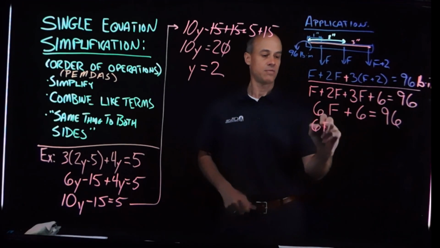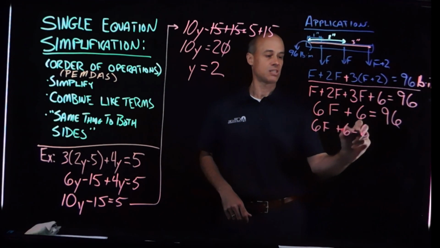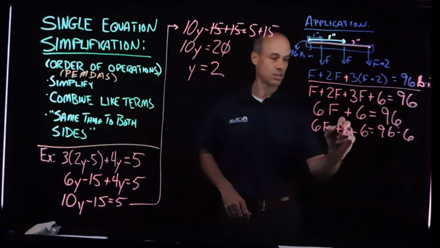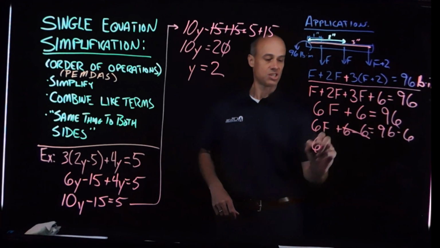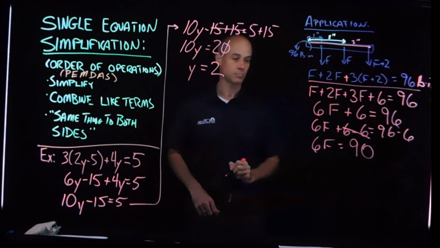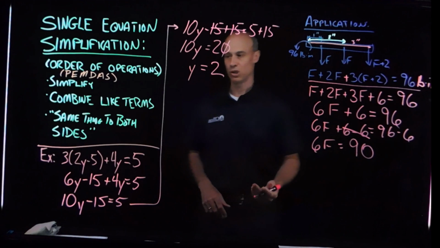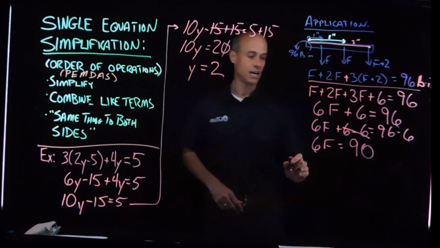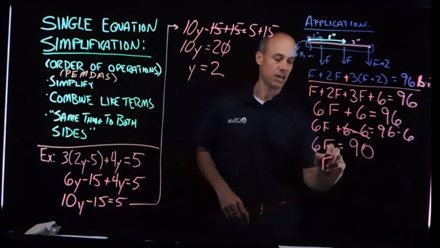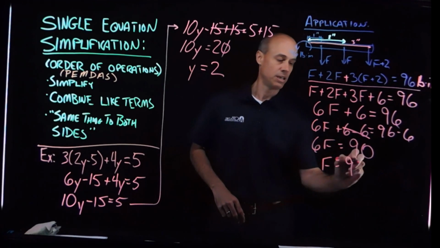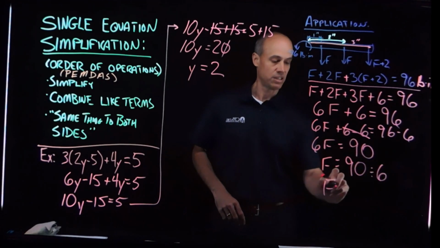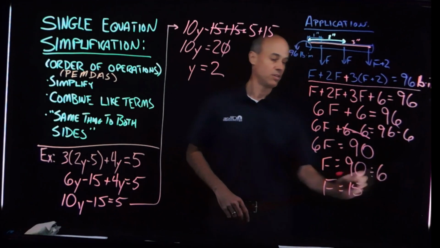So 6F plus 6 minus 6 equals 96 minus 6, or just 6F is equal to 90. Again, one more time here, we're going to do the same thing to both sides. We're going to divide both sides by 6 to get F by itself. And then we will just have F is equal to 90 divided by 6, or F is equal to 15.